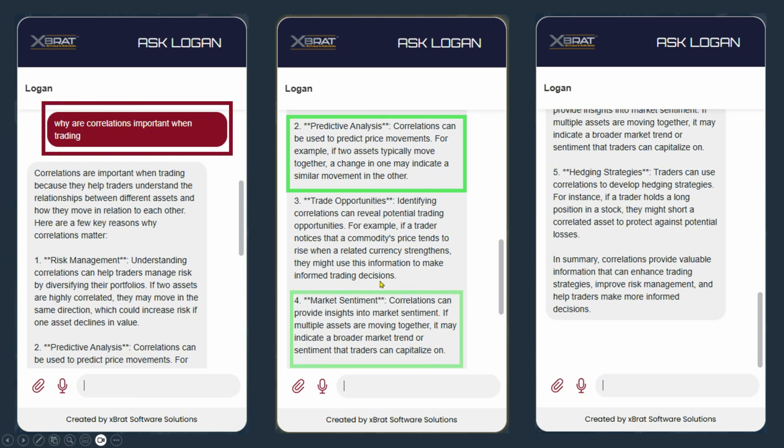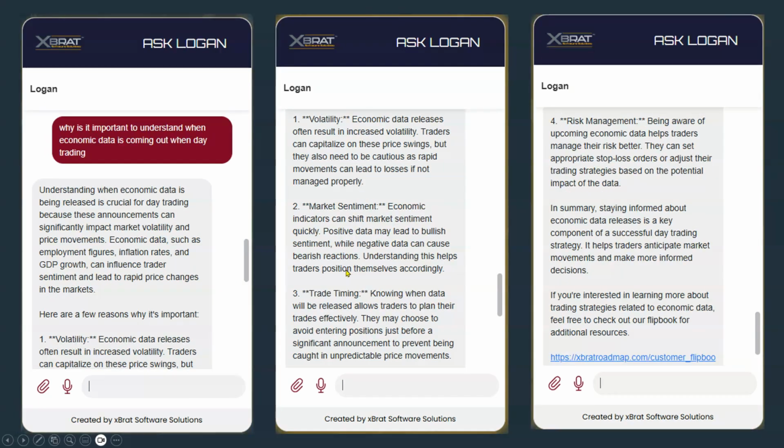And then again, we just talked about this: market sentiment, providing insights into market sentiment. If multiple assets, so if all four indexes, are moving together, it may indicate a broader market trend and sentiment. But if not, you could see, for example, RTY red and the others green. We can see there's actually a bit of sector rotation there. So be careful, because sometimes RTY can take over as the leader of the pack and the others could turn bearish. So understanding that, and using the Trading Buddy to help you understand that sentiment, is very, very important.